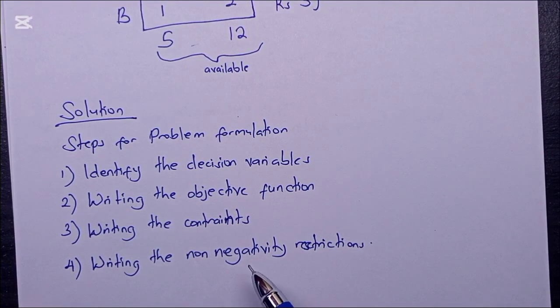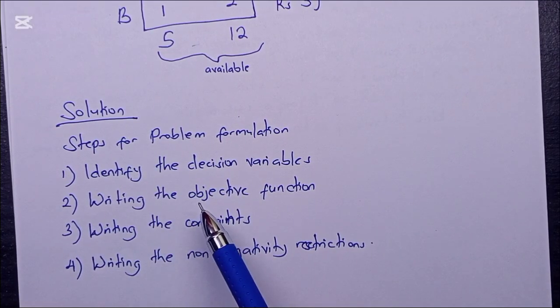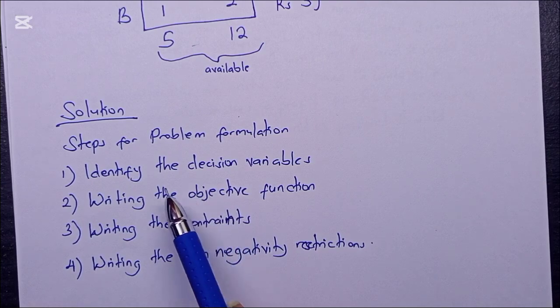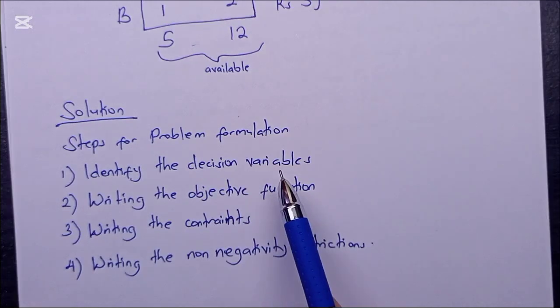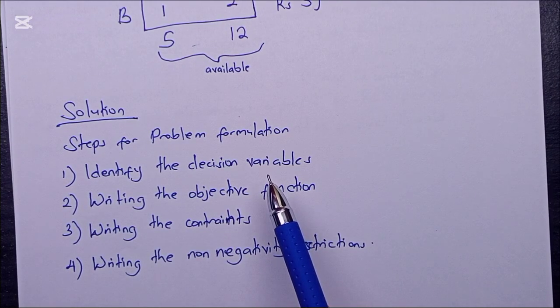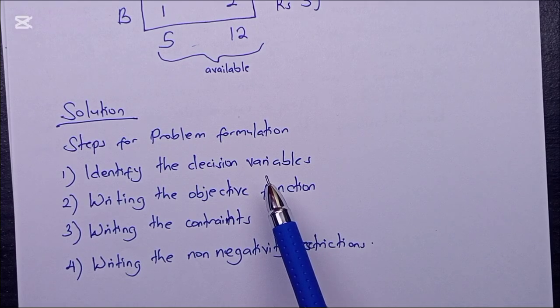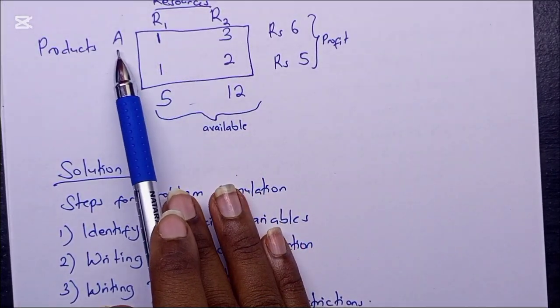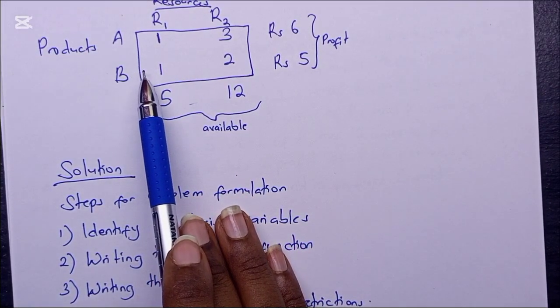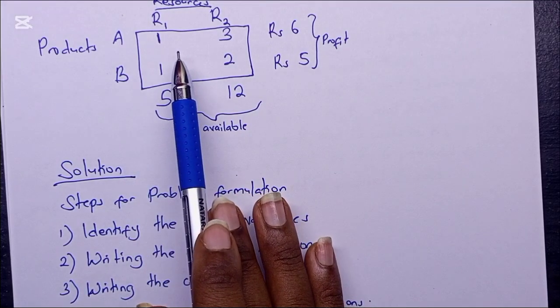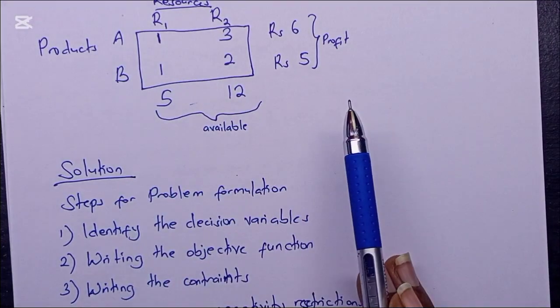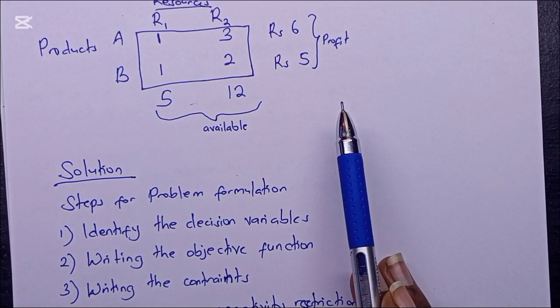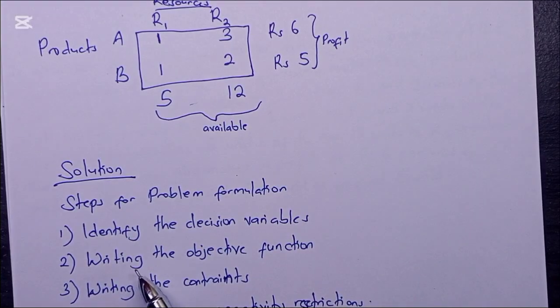Now, let's go through the steps very slowly or quickly. Step 1 is identify the decision variables. These are what the manufacturer has to consider. For example, in our case, what the manufacturer has to consider for product A and product B in order to maximize profit: how much of product A and how much of product B. That means you have to come up with the variables that we need to work with in order to maximize the profit. Then number 2, we have to write the objective function.